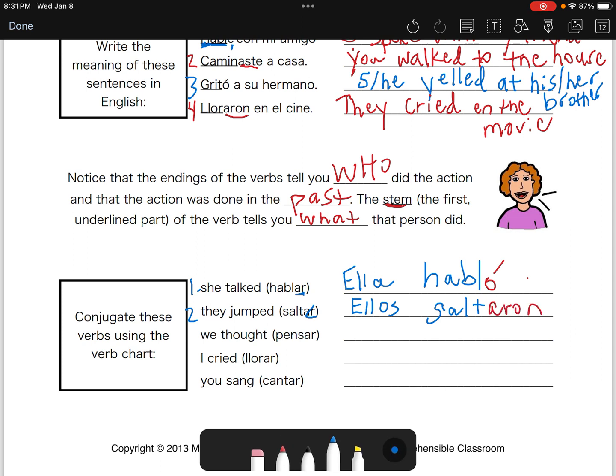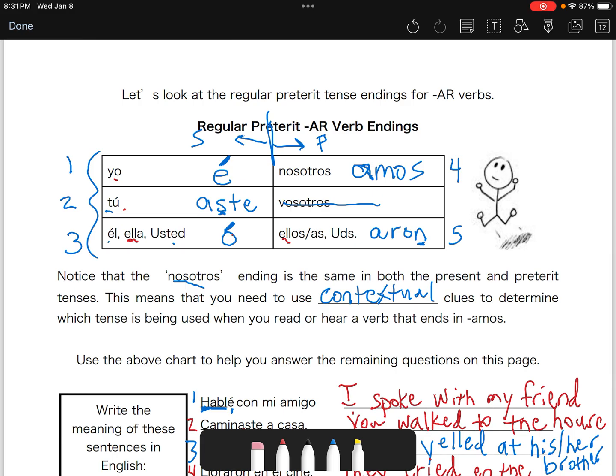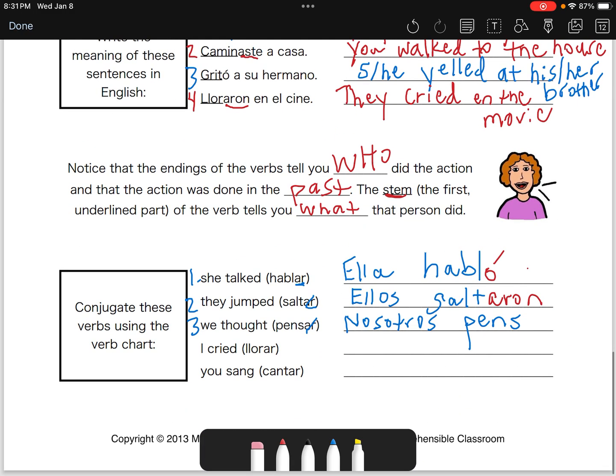Number 3. We thought. Pensar. We is nosotros. Thought. Pens. There's your stem. You take off your ending. And now nosotros is the same as present tense. Amos. Pensamos.